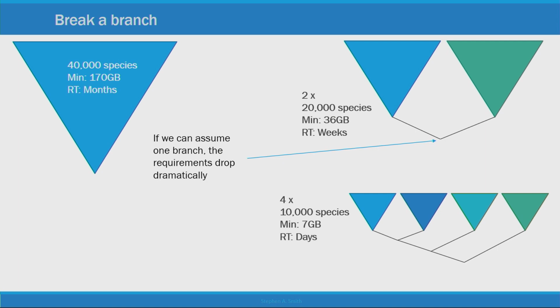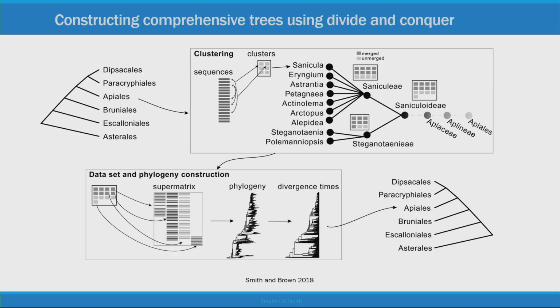Well, let's just say that we had a few more edges that we could say, all right, we can resolve this part of the tree, and so we can have 4 subtrees that each have 10,000 species. Then we only require 7 gigabytes of RAM, and the runtime is in days. And you can see where I'm going with this. So we developed this method to basically apply this divide and conquer to these large trees in an automated fashion.